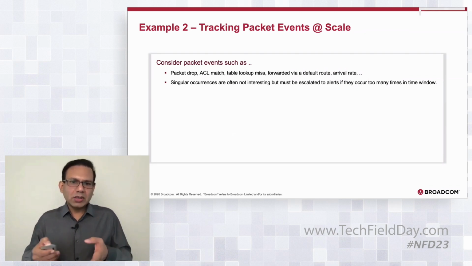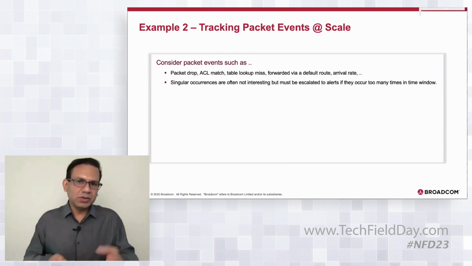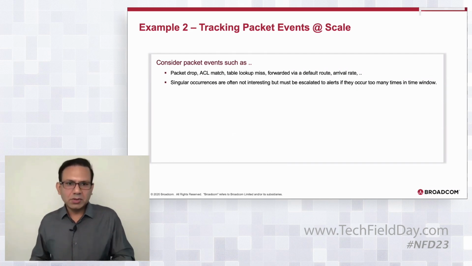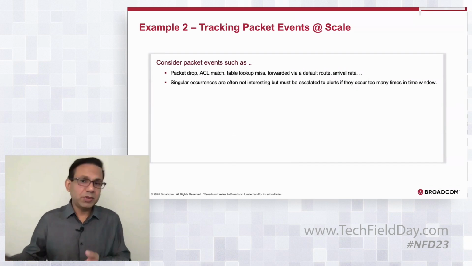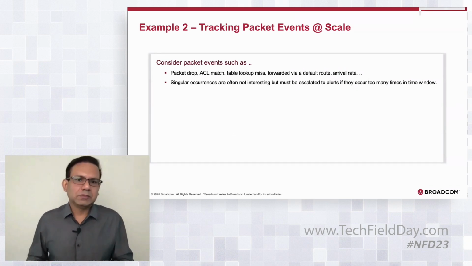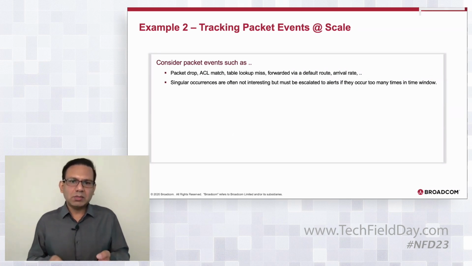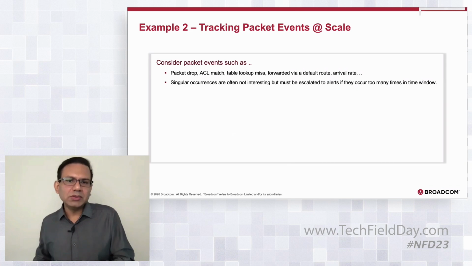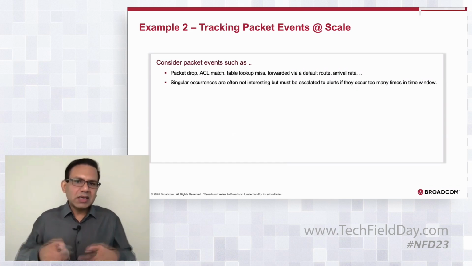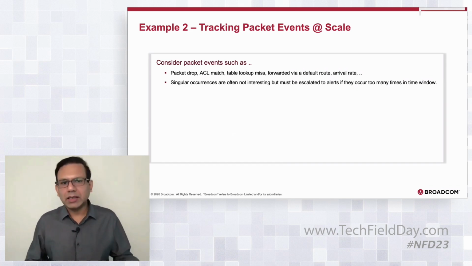You try to do a lookup of a table. It could be a forwarding FIB, it could be a VLAN table, it could be a tunnel or a VPN table, and you had a miss. And you could have a forwarding decision and you could use a specific route, or you could end up not hitting a specific route and only using a default route. Or even an arrival rate is an event for a packet.